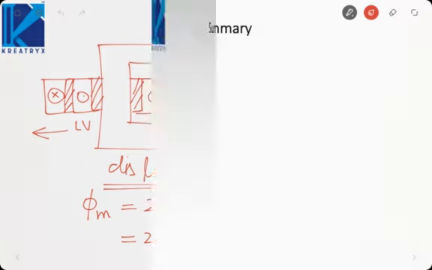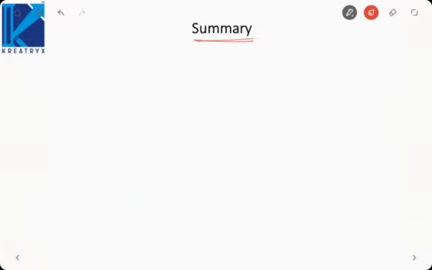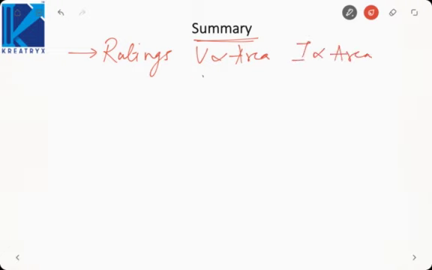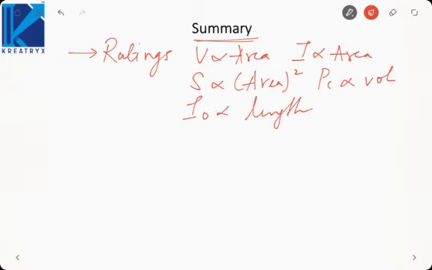Okay. So let us summarize what we have learnt in this lecture. We first saw the ratings of transformer. In that, voltage was proportional to area, current was proportional to area, KVA rating was proportional to area square, core loss was proportional to volume, no load current was proportional to length or the dimension.